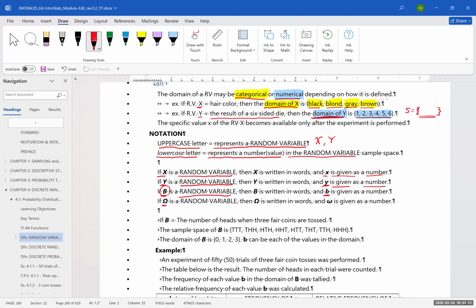Here we have the Greek letter, I think that's omega, and the lowercase for omega looks like a w. That would indicate a particular datum in a data set. That would be a particular value in the domain of the random variable omega.